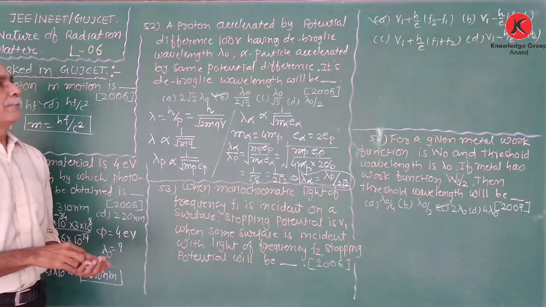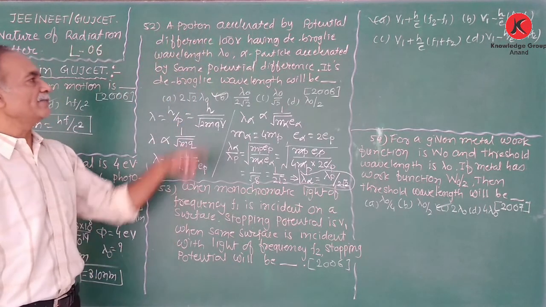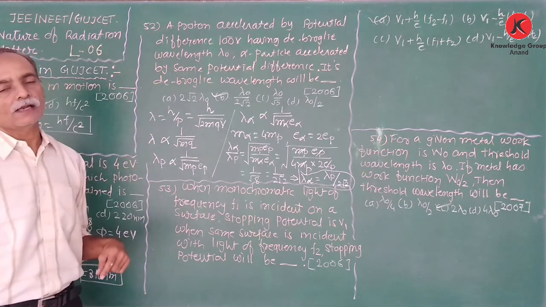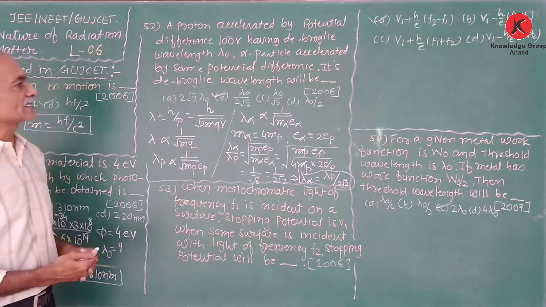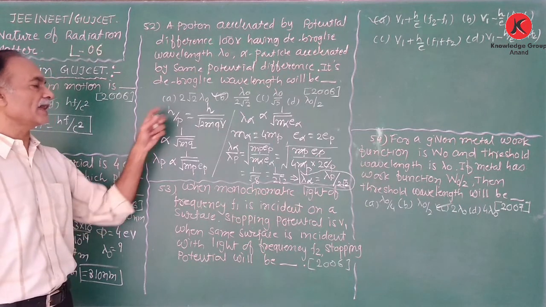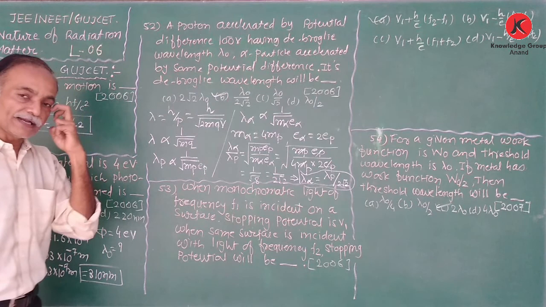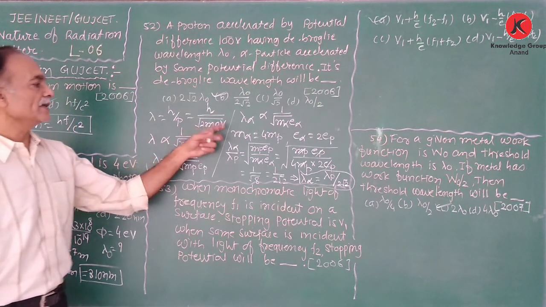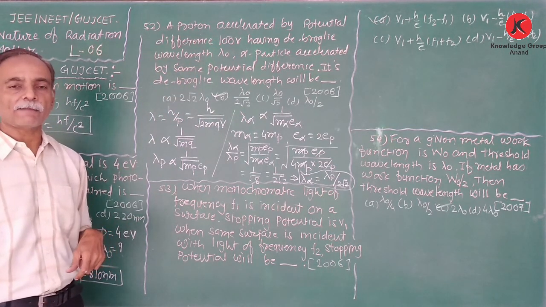Again, a proton accelerated by a potential difference of 100 volt has the de Broglie wavelength lambda p or lambda 0. An alpha particle is accelerated by the same potential difference. So what should be its de Broglie wavelength? We know that de Broglie wavelength lambda is equal to h upon p, so it's equal to h upon under root of 2mqV, or 2meV. Here the voltages are the same for the proton and alpha particle.